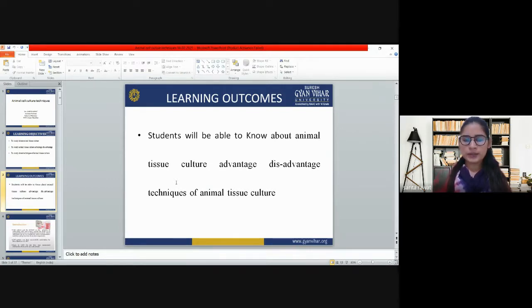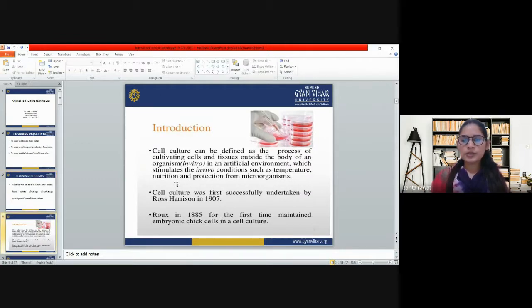Now coming to the introductory part, cell culture can be defined as the process of cultivating cells and tissues outside the body of an organism, which we also call in vitro studies, in an artificial environment which simulates the in vivo conditions such as temperature, nutrition, and protection from microorganisms. So in cell culture we cultivate the tissue outside the body by providing an artificial environment as similar as possible to in vivo conditions, maintaining the temperature, providing particular nutrition, and protecting from microorganisms.